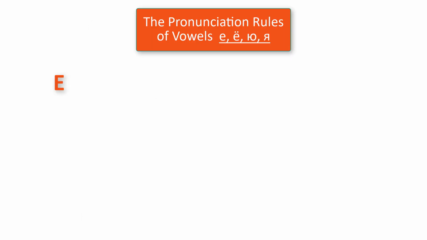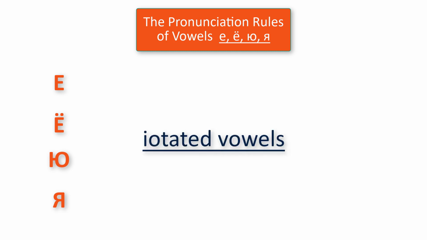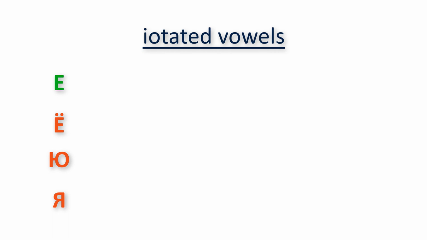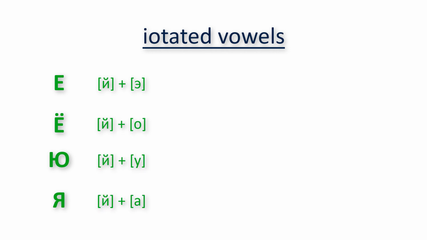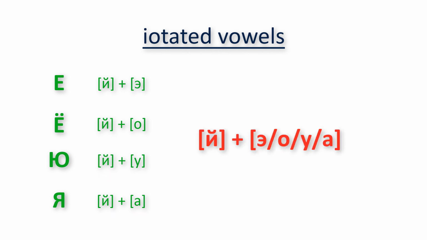The vowels ye, yo, yu, ya are different from other vowels. We call these vowels iotated vowels. They consist of two different sounds. For example, the letter ye consists of the consonant sound y and a vowel sound e. The letter yo denotes the consonant sound y and a vowel sound o. As you can see, these vowels do not have their own sounds. Rather, they denote a combination of two sounds. So they consist of a consonant sound y plus a vowel sound.